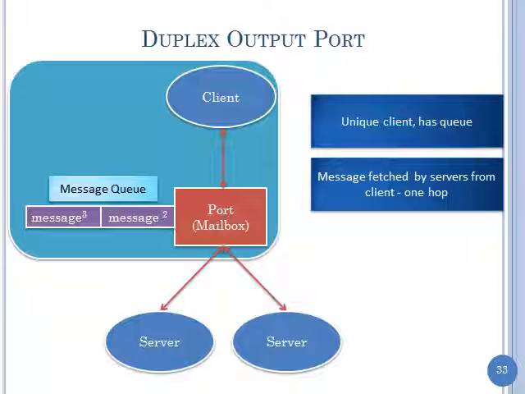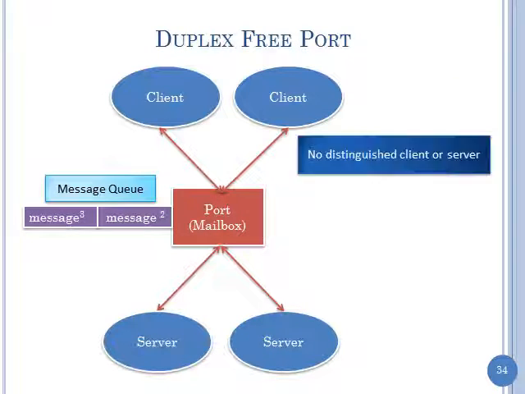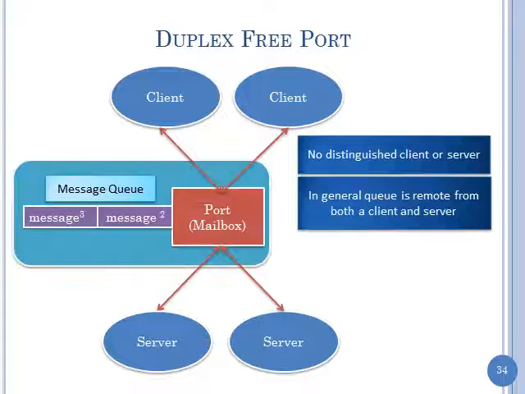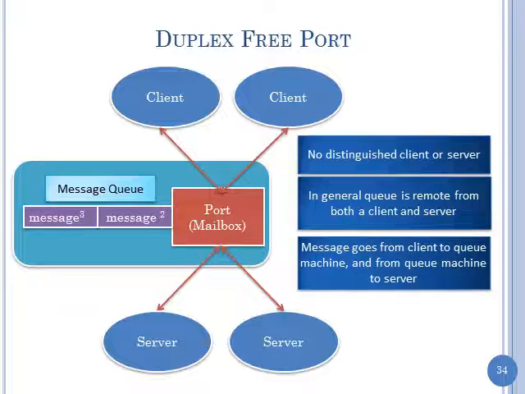Otherwise, like you were saying, you send a notification saying, look, I'm ready. And then whoever sent the ready message first gets the message. So maybe there are more messages, but you could do it with one hop if you had some kind of blocking receive. And in duplex free port, there's no distinguished client or server. In general, the queue is remote from both the client and server, so there's two hops. And the other thing is you might use some kind of load distribution algorithm, or something application specific. So people don't implement it, but conceptually, it's a great idea.